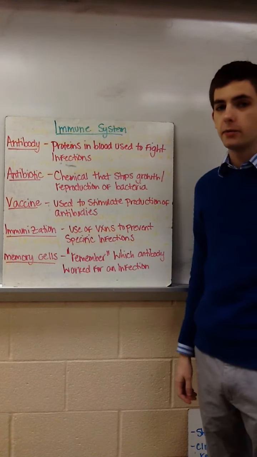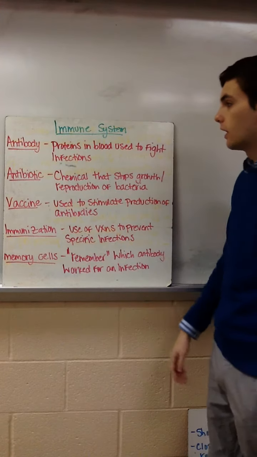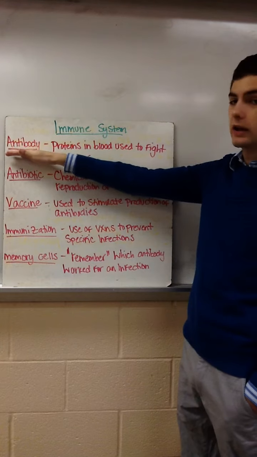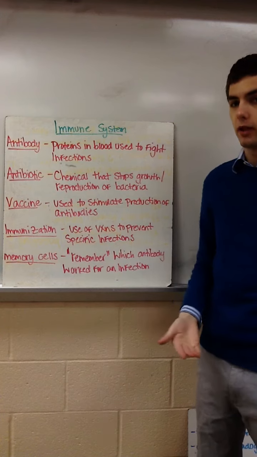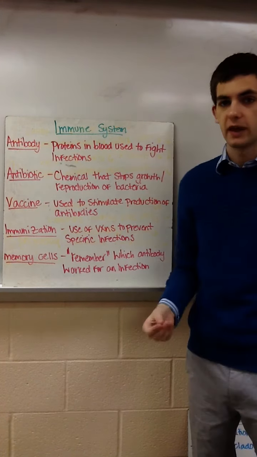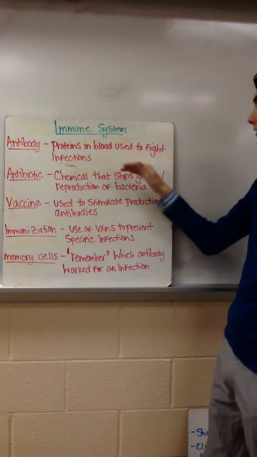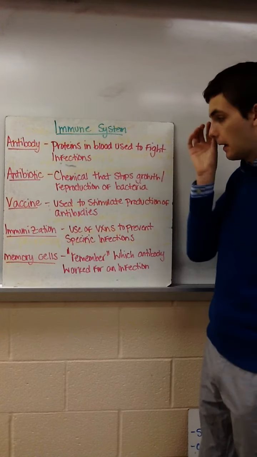There's a lot of vocabulary that goes into understanding how the immune system works. First is knowing what an antibody is. An antibody is a protein that's naturally found in your blood that's used to fight different infections. We all have specific antibodies in our body. An antibiotic is a chemical that stops the growth and reproduction of bacteria, and this is a medicine.